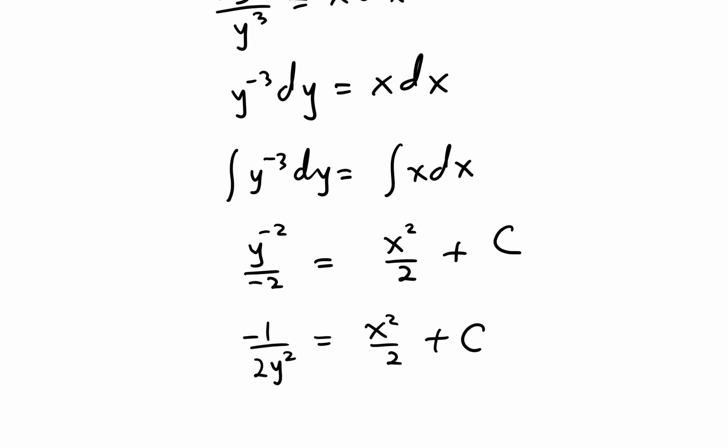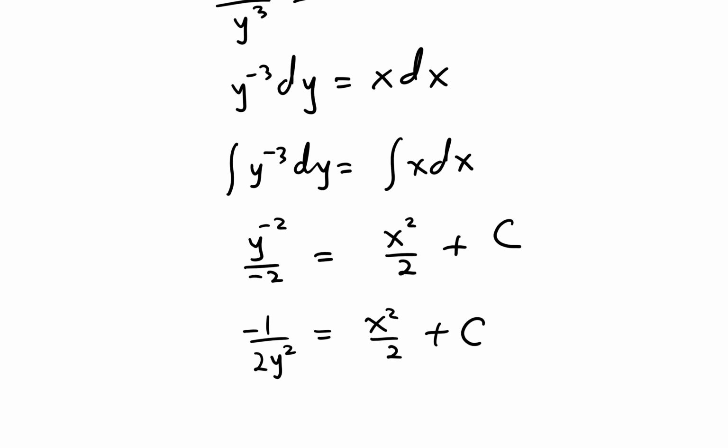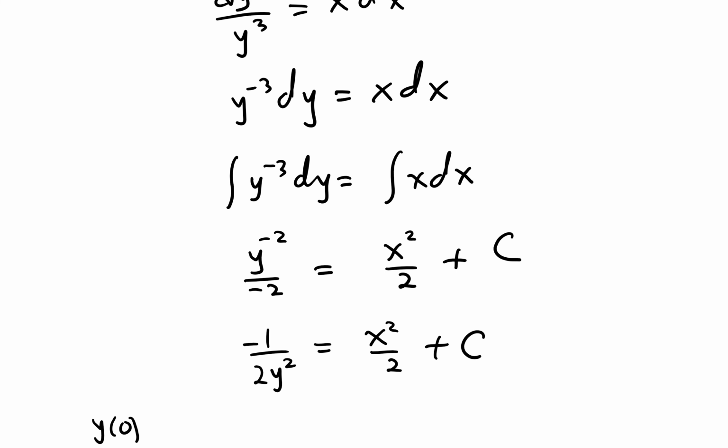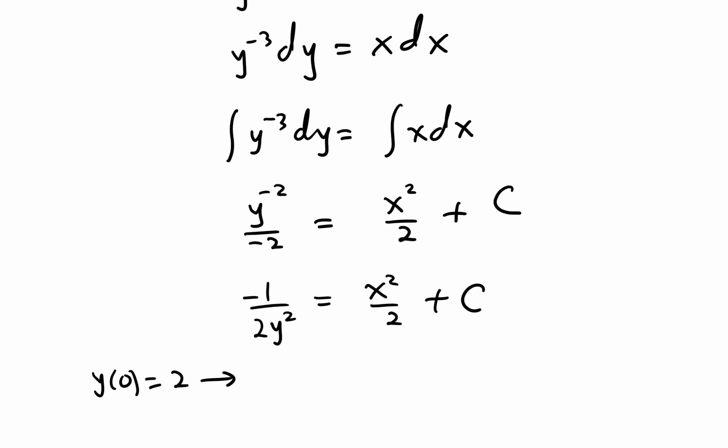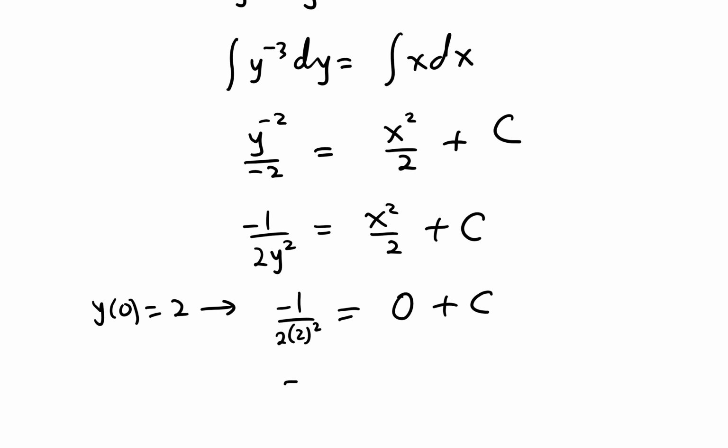Then we have y of 0 is 2, so when x is 0, y is 2. So plug that in: x equals 0 and y equals 2. So we get c equals negative 1 over 8. Why did we do that? Because we need to plug it back in.